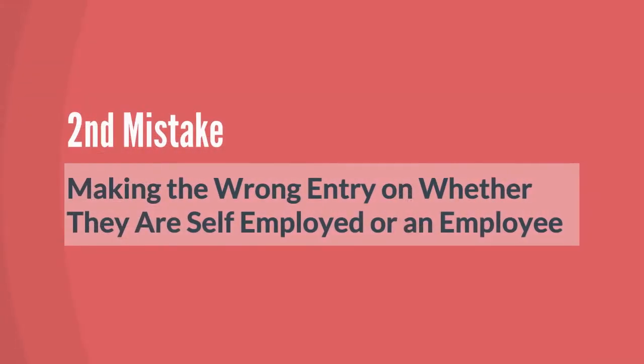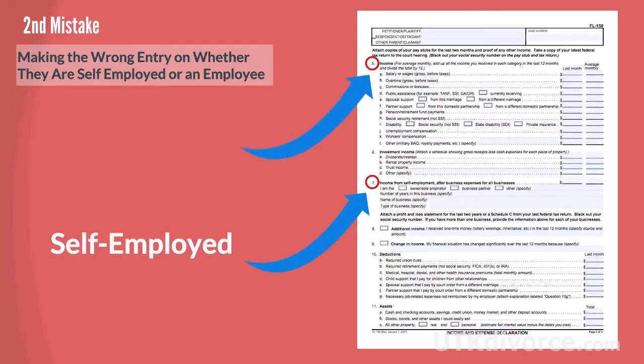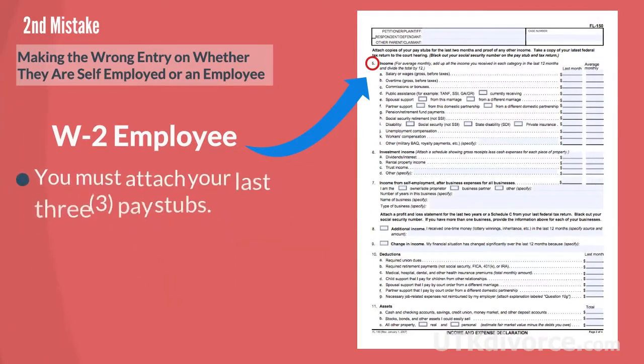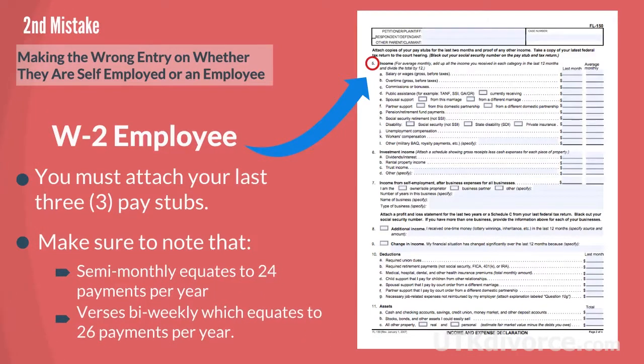The second mistake most people make is making the wrong entry on whether they're self-employed or an employee on the second page of the I.E.D. If you're an employee, first of all, you have to attach several pay stubs to show what your regular pay is. Normally, you have to identify whether you're paid twice a month or biweekly, every other week. If you're paid twice a month, then that equates to 24 payments per year. If you're paid biweekly, that equates to 26 payments per year. You need to figure that out for yourself as well as for the other side.